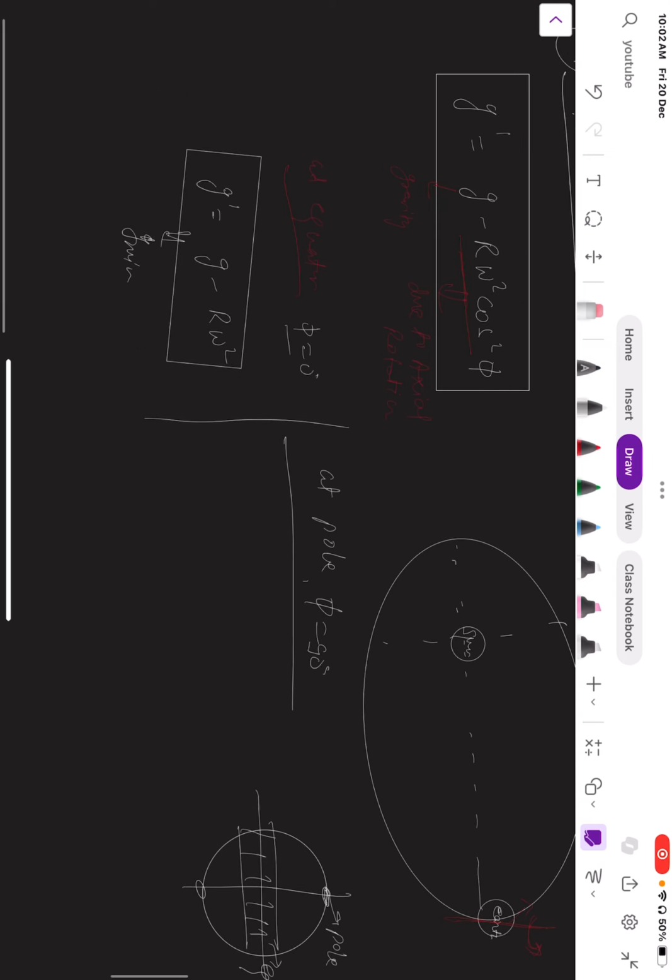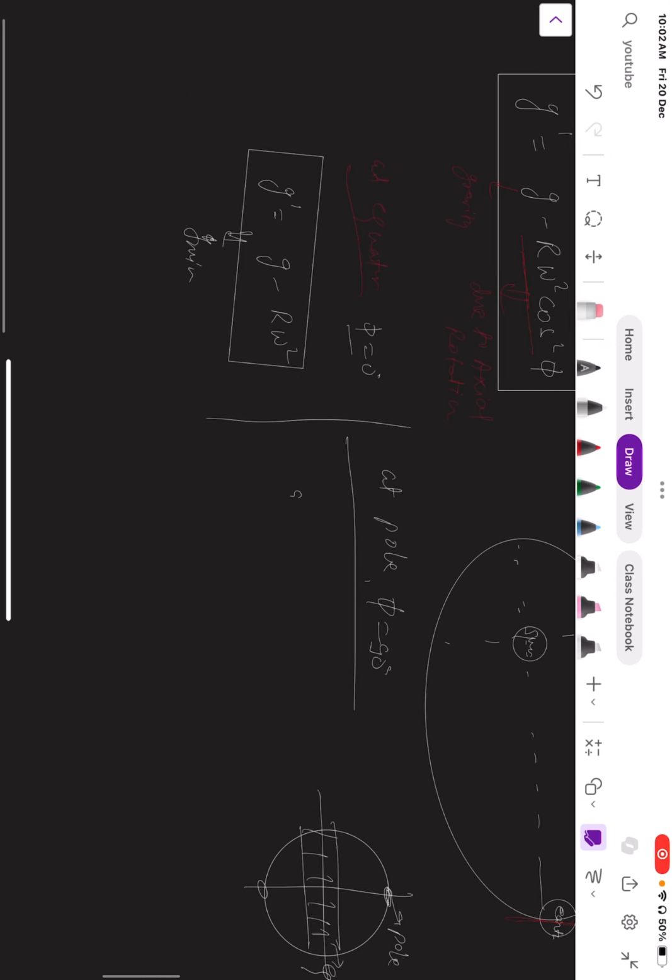Okay, so at the pole the value of g dash becomes g minus r omega square cos square phi. Then cos 90 will be 0, so this value becomes 0. So g dash equals g. That's why I am saying that g is maximum at the pole.